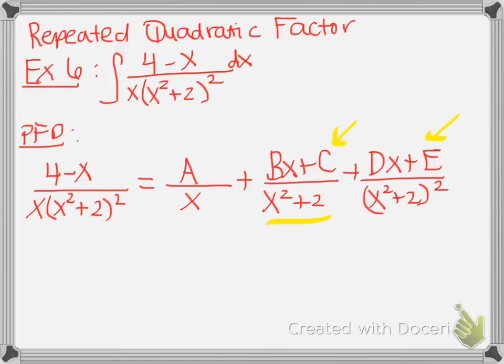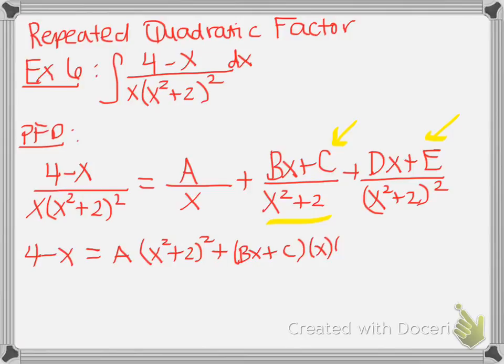Okay, and so if we clear fractions, we get 4 minus x equals a times (x squared plus 2) squared, plus (bx plus c) times (x squared plus 2) times x, plus (dx plus e) times x. This is once you clear fractions.